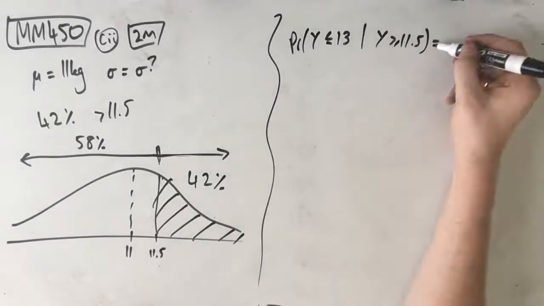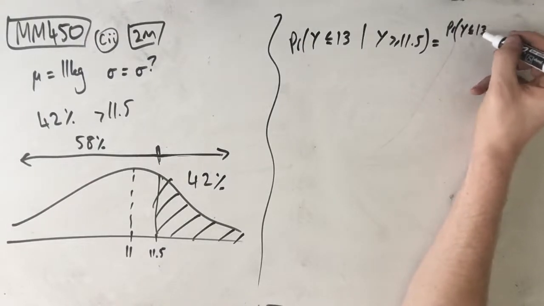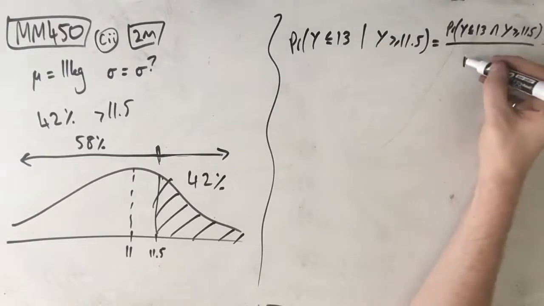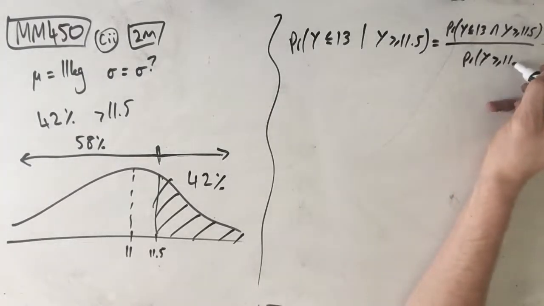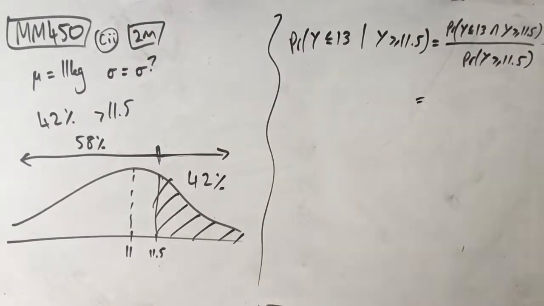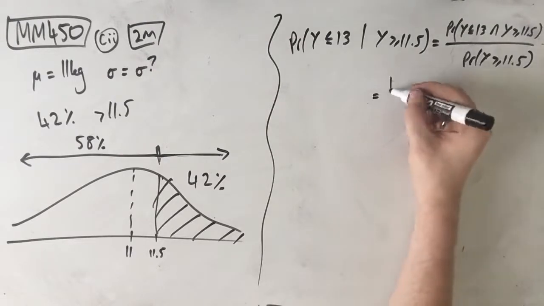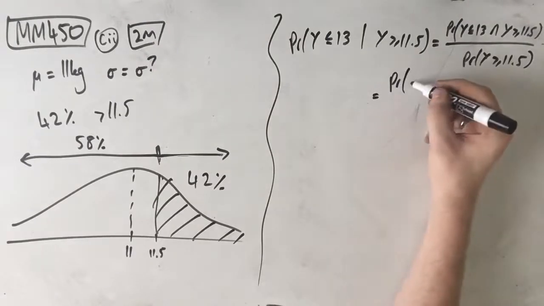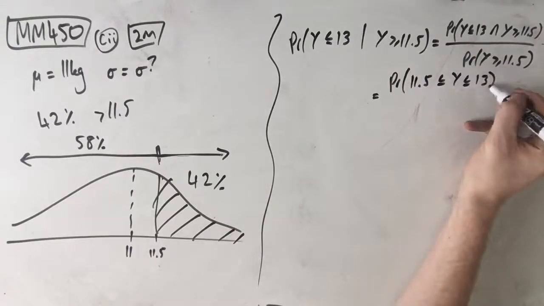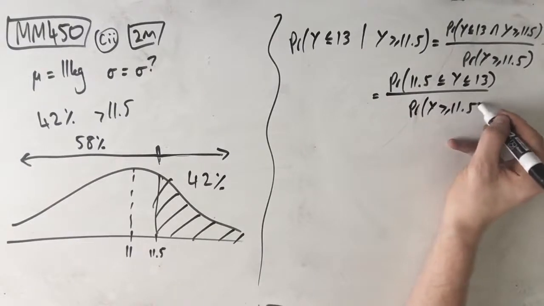Now, we know that this is a given formula, so we can say that our given is y is less than or equal to 13 intersect y is greater than or equal to 11.5 over the probability that y is greater than or equal to 11.5. Right, that's just our generic given formula. Now, the intersect between greater than or equal to 11.5 and less than or equal to 13 is between 11.5 and 13 over the probability that y is greater than or equal to 11.5.